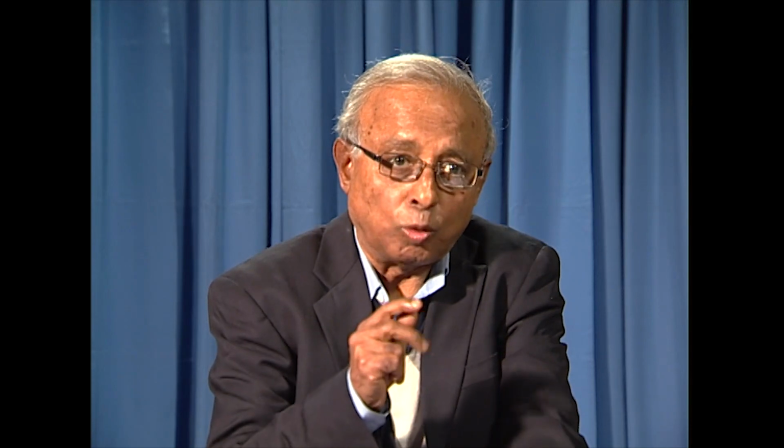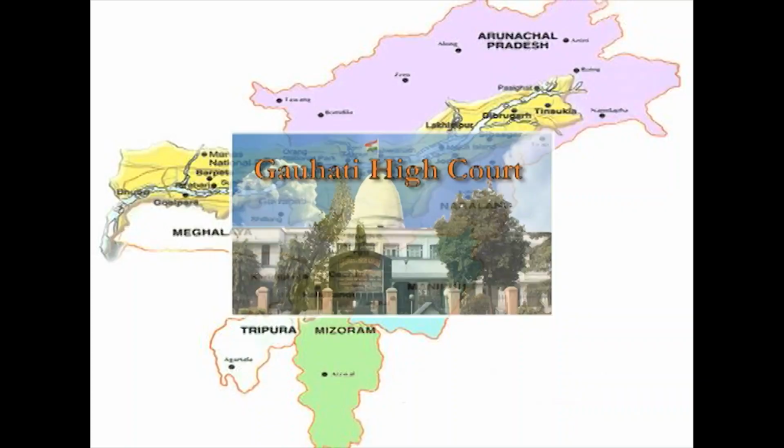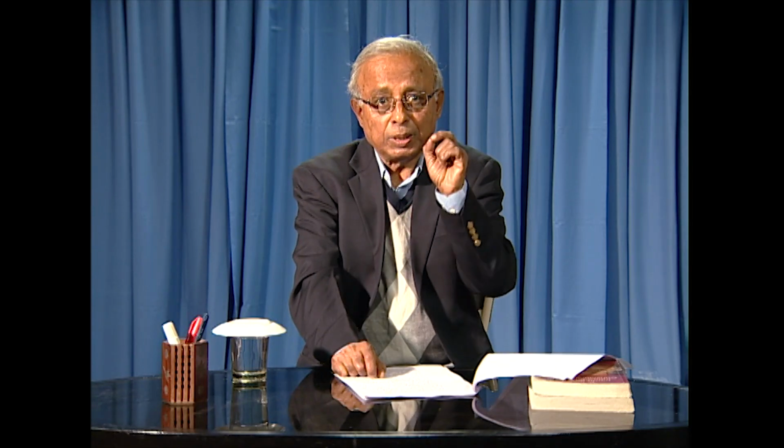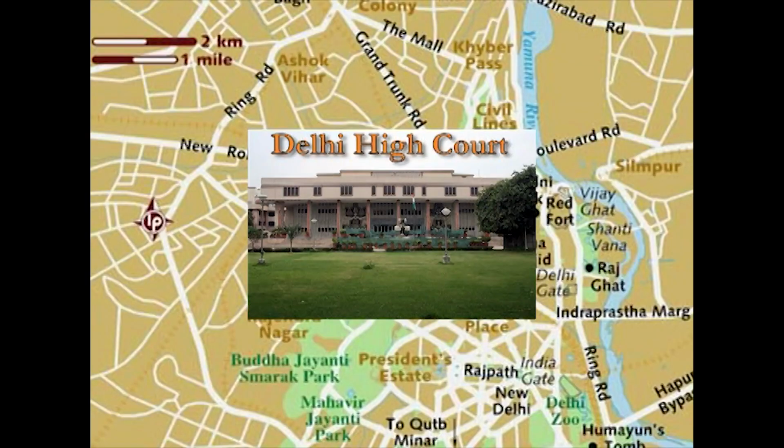Accordingly, the Guwahati High Court at what is now known as Guwahati in Assam is the common High Court for 7 sister states. So this is laid down clearly in the Constitution that the Parliament has the power to establish a common High Court for several states. Delhi is the only union territory which has a High Court of its own.